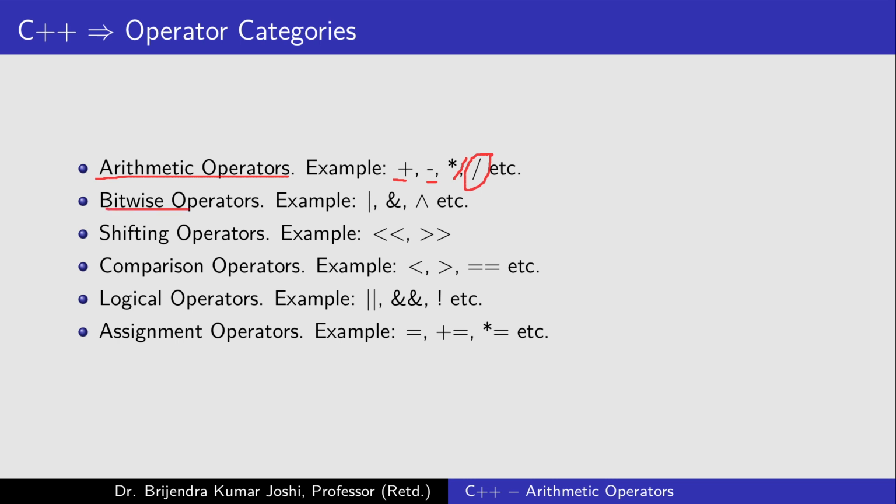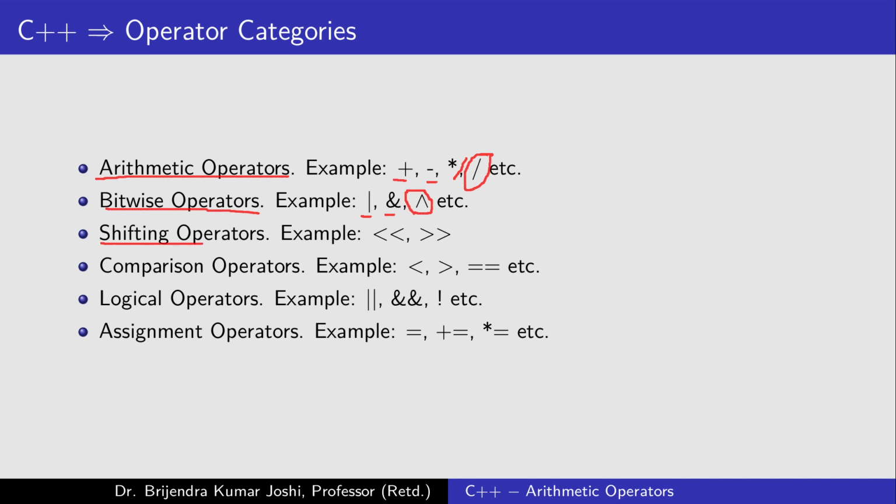Next come bitwise operators. Examples: vertical bar for bitwise OR operation, ampersand for bitwise AND, and this one (^) for bitwise exclusive OR. Bitwise exclusive OR is a special one, in the sense that I have come across a number of situations where students consider this as an exponentiation operation. Remember, C++ has no operator for exponentiation. So this symbol is for bitwise exclusive OR.